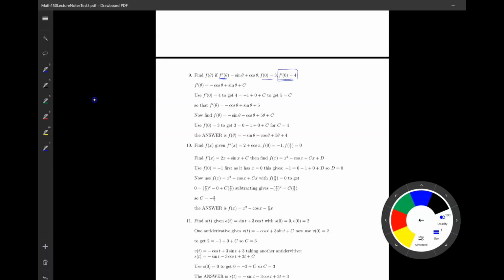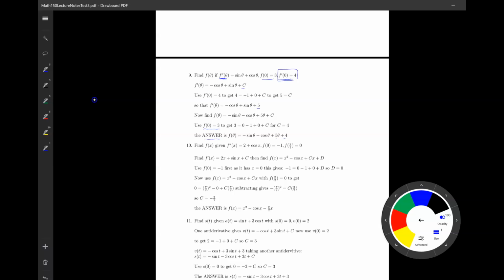You substitute that back in. So put the c equal 5 in. Now you take another antiderivative. And now I'm ready to solve for the c. So I use this piece of information, set it equal to 3. Make sure you're plugging in the 0, right? So cosine of 0 is 1, so that gives me a negative 1, so that gives me c equal 4. So the answer is with both of the constants plugged in with the numbers.